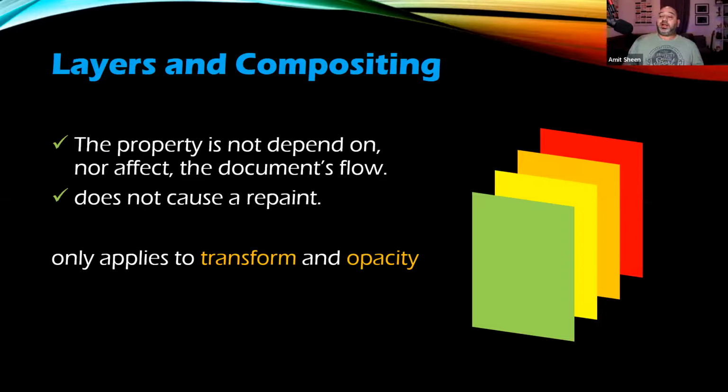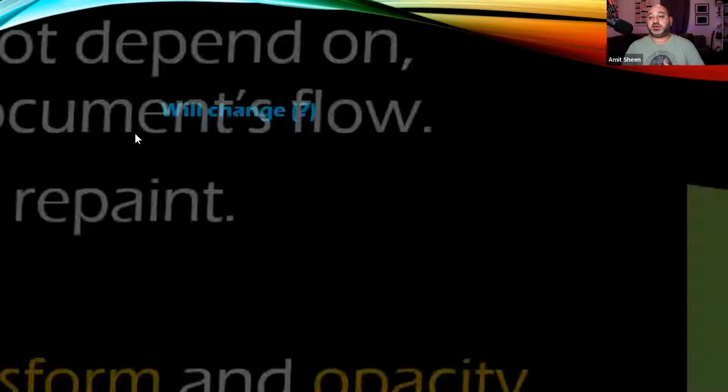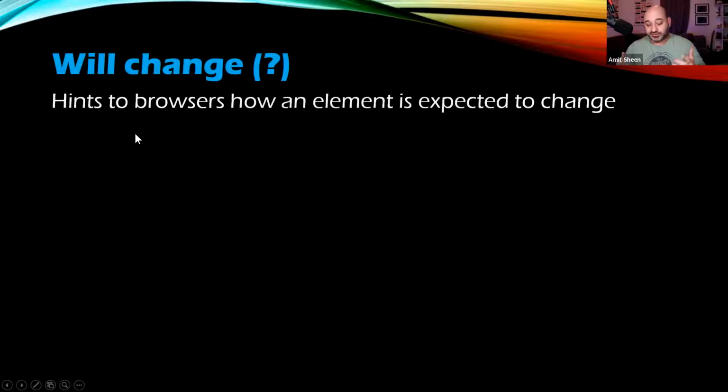And when I talk about layers and compositing, there's always the question of will-change. The question is, should I use will-change? Now that we understand what layers are, what will-change does is tell the browser what the animation is going to be, and then the browser knows if it can move the object to a different layer or not.